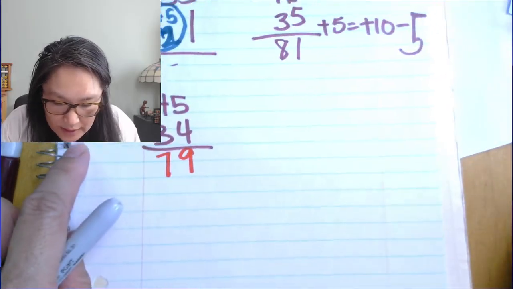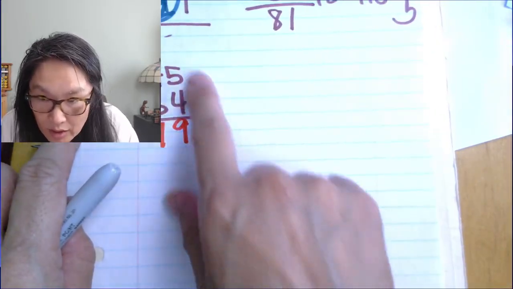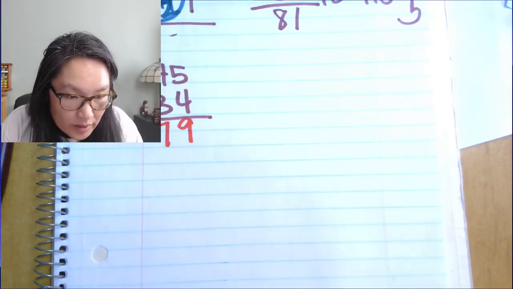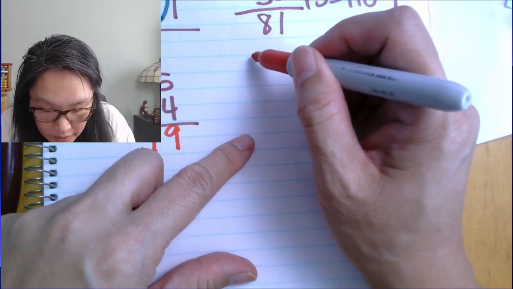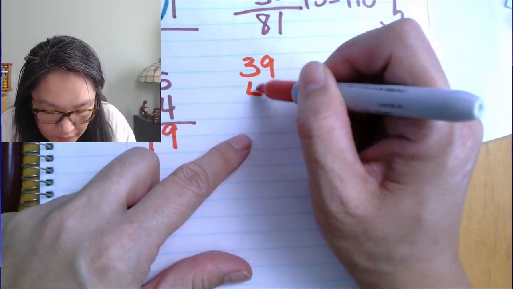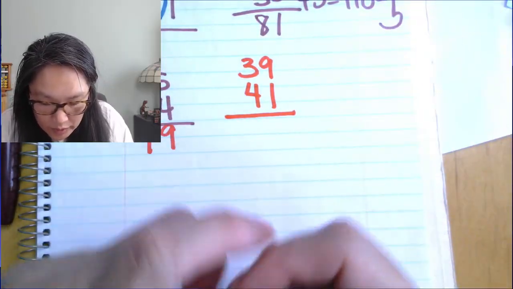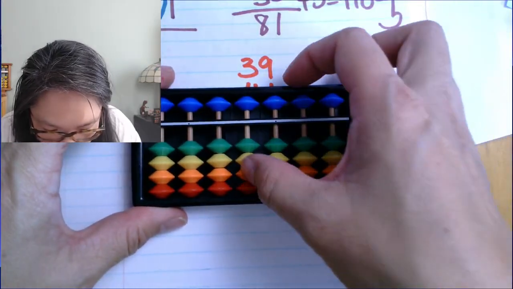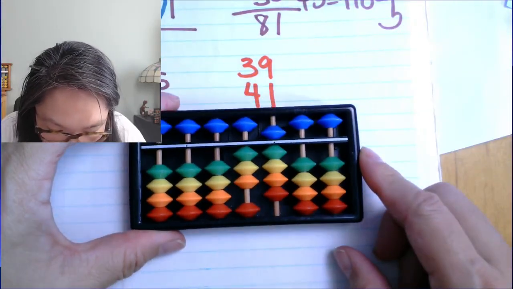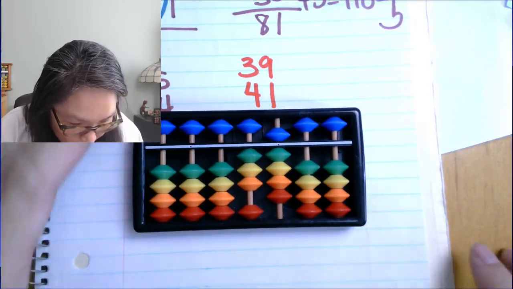See, the thing is, numbers all make sense. They all work together, but it all depends on how it all works, right? So let's do 39 plus 41. Now what we're doing is a 5, right? So 39 plus 30 plus 9, and then we add the 4. How do we add the 4?